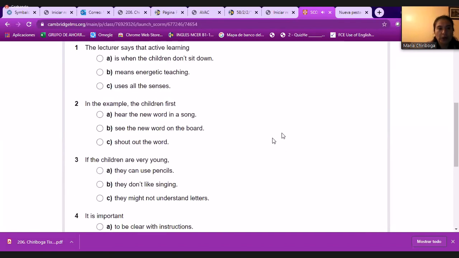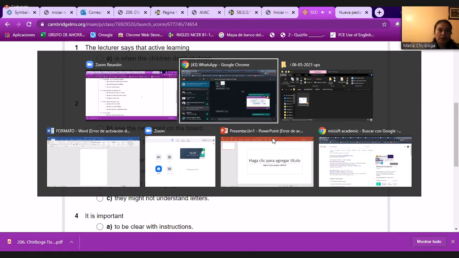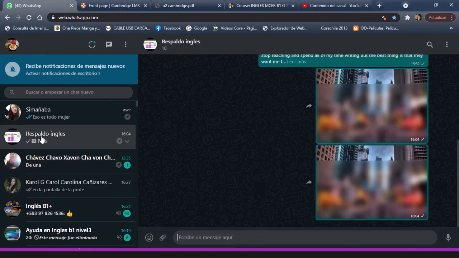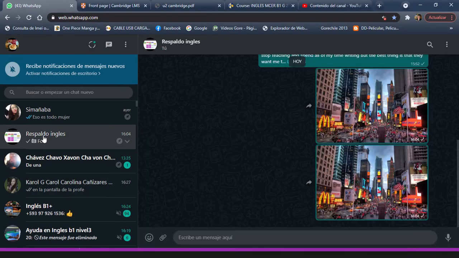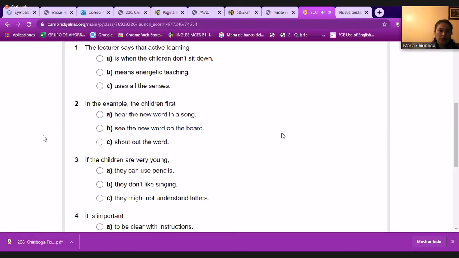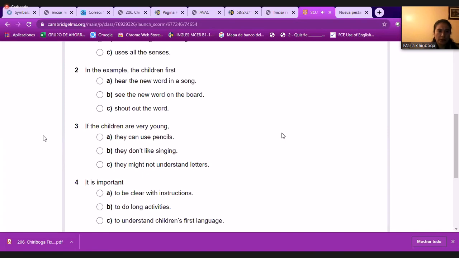Okay, so first, let's look at active learning. Active learning means offering lots of different activities in the lesson using all the senses. It's good to have situations which help the children to see, hear, speak, and even touch the new language. Touching can be done by using different materials. Activities include singing, chanting, and dancing. Watching, coloring, and making things are also useful.